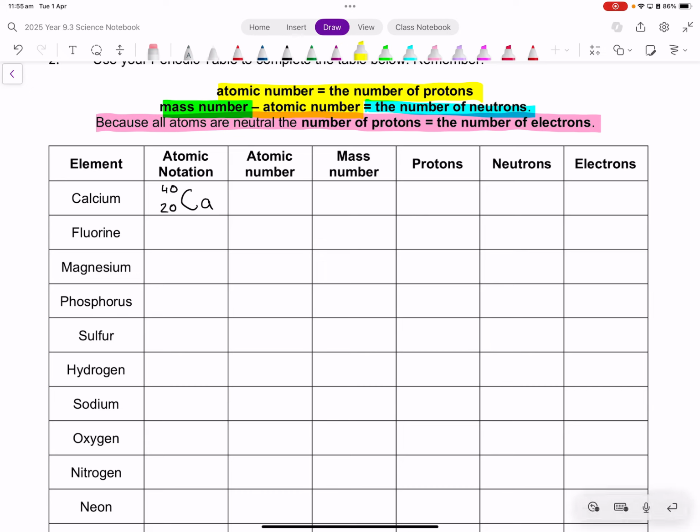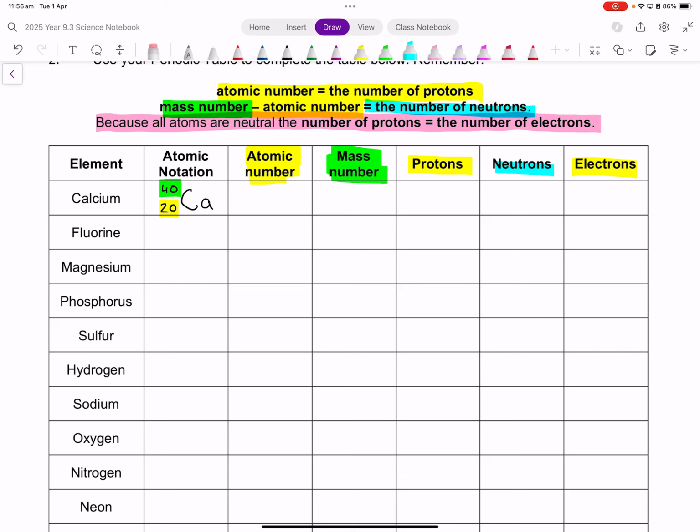Now, again, I'll keep my highlighting the same. So green and yellow. And the atomic number here is what we've represented in yellow. The mass number is what we've represented in green. The number of protons and electrons in an atom is going to be equal to the atomic number. And the number of neutrons is what we need to find by subtracting the atomic number from the mass number.